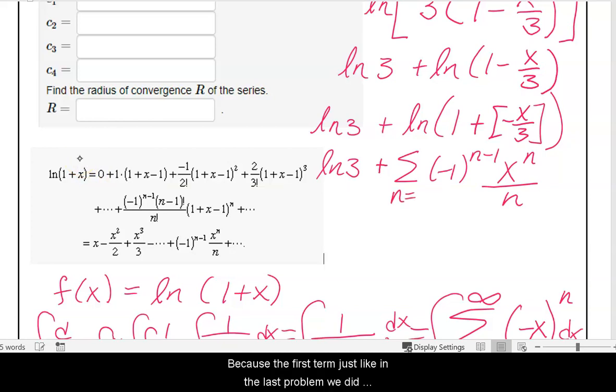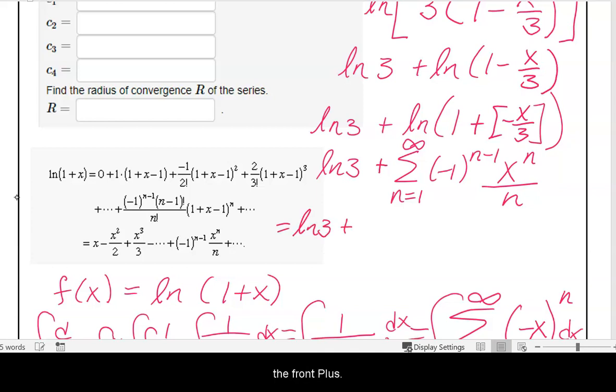Because the first term, just like in the last problem we did, is a natural log and it doesn't fit the rest of them. So we're starting at 1. And this will generate this list of numbers, natural log of 3 at the front, plus, if n is 1, 1 minus 1 would be 0, so the first one's positive, so that would give me x over 1, which is just x. And then the next one, when n is 2, I would get 2 minus 1 is a 1, so that's an odd number, so it will be negative x squared over 2, and then continuing like that.